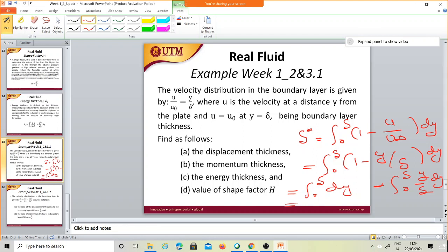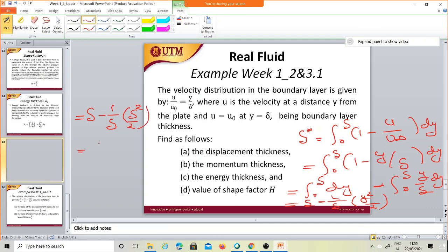How much is 1? Delta minus 0 should be delta, then minus this one, it should be 1 over delta, and then you have the integration of y, so y square by 2, right? So this should be delta minus 1 over delta times delta square by 2. So what you will have is delta minus half delta, right? So this should be delta by 2.